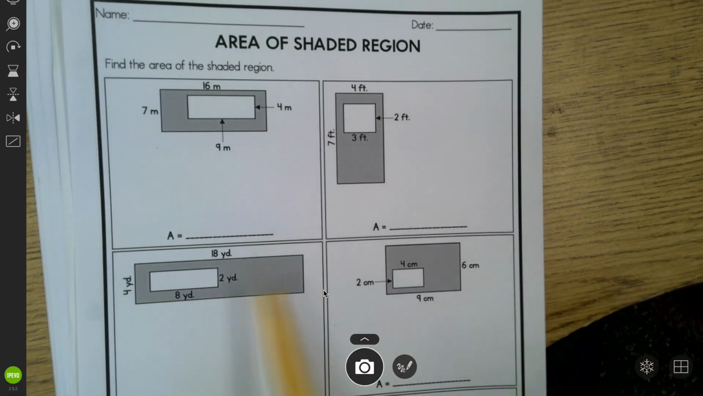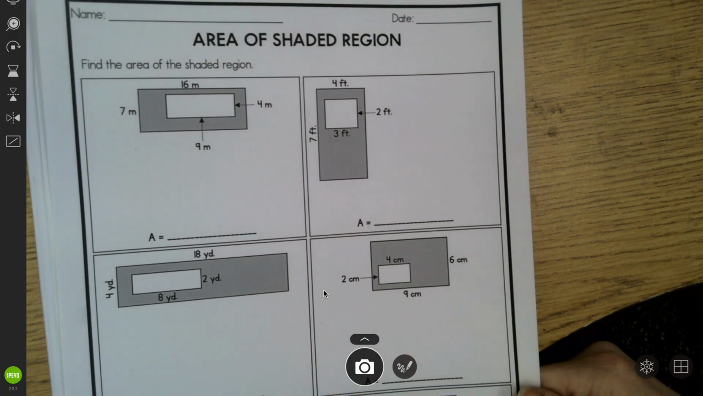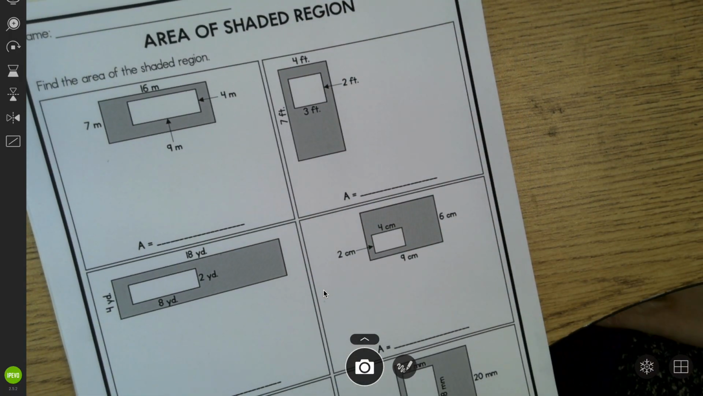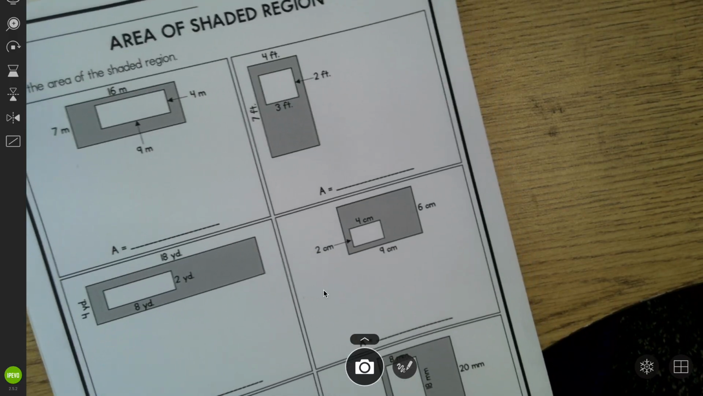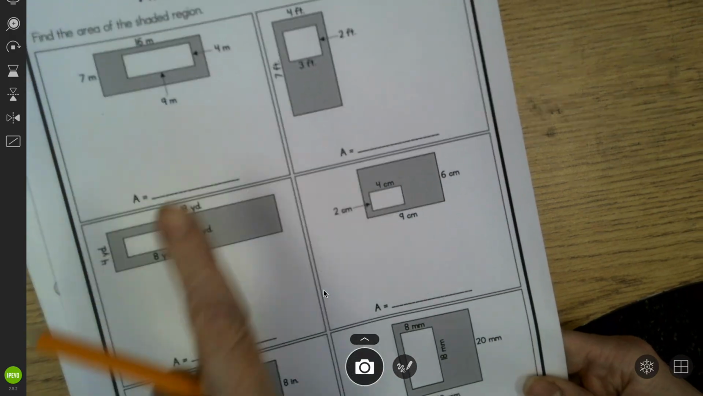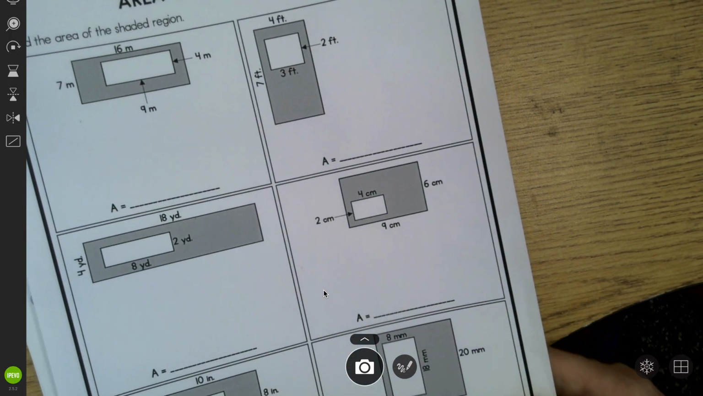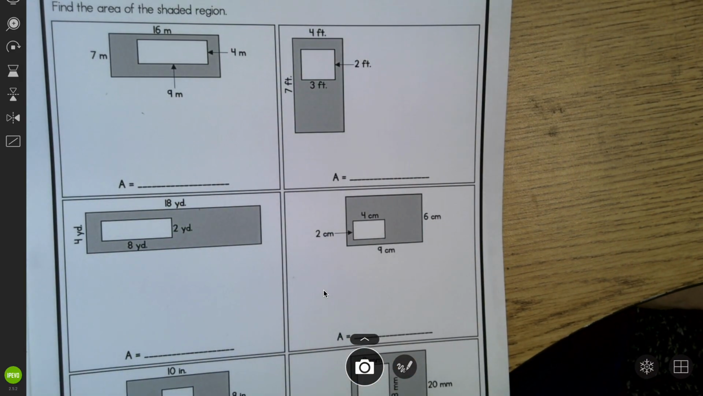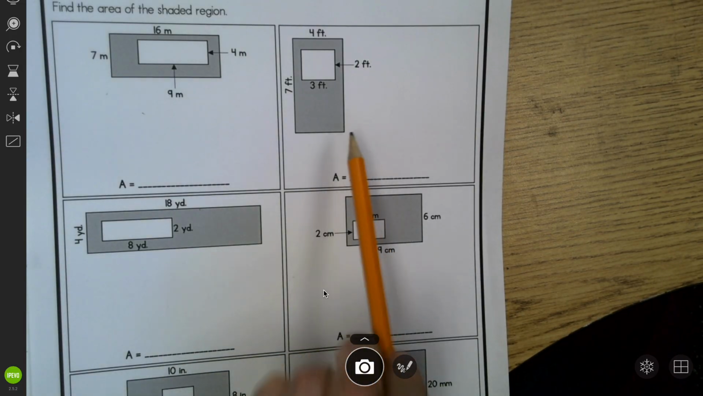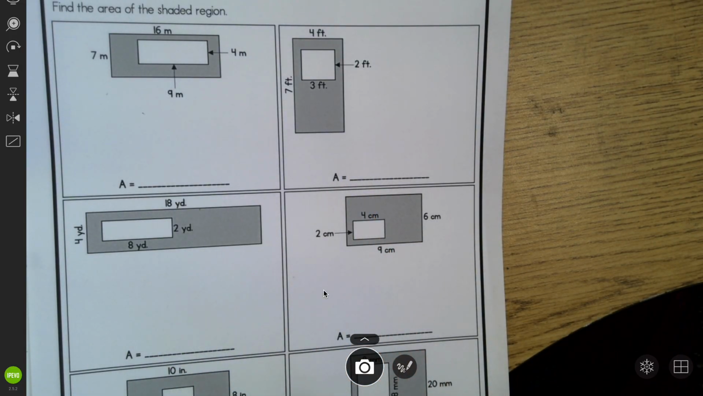It's homework time. Okay. So for today's homework, there are 6 problems on your sheet. 2, 4, 6. I'm going to complete this one and this one with you. And then you're going to do the final 4.